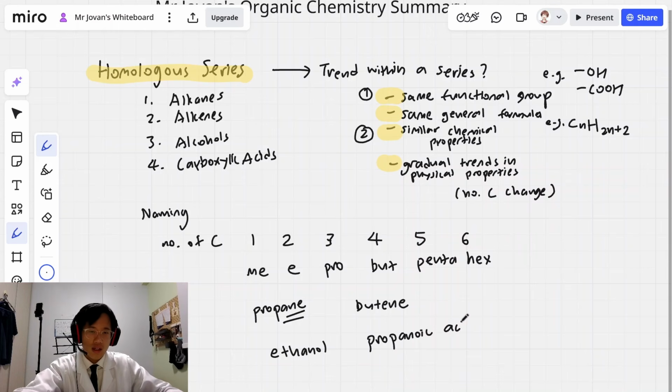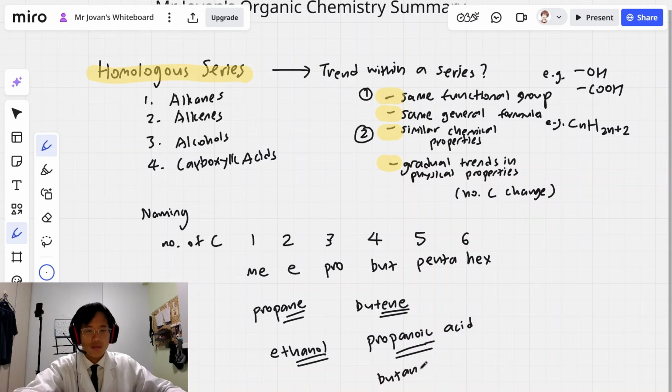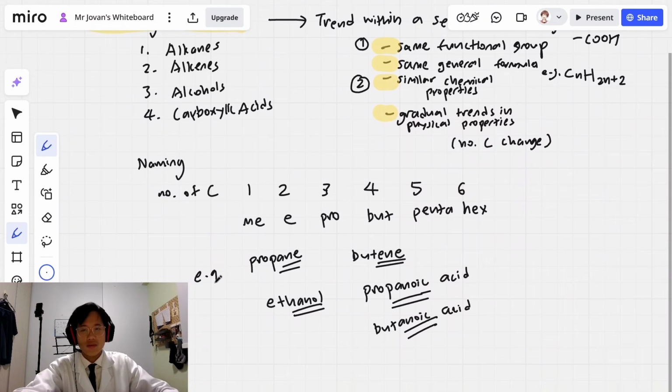If it's a carboxylic acid and it has 3 carbon atoms, it's propanoic acid. You notice each homologous series has its own naming: ethanol, propanoic acid. For example, if it's another acid and it has four carbons, it'll be butanoic acid. So you can roughly practice how to name. These are just examples.